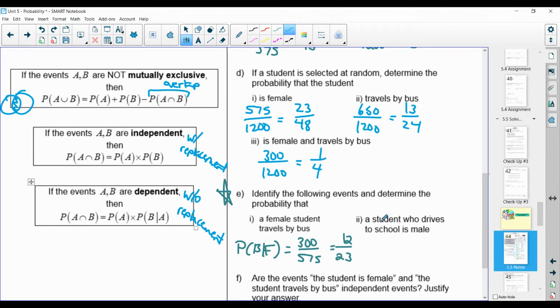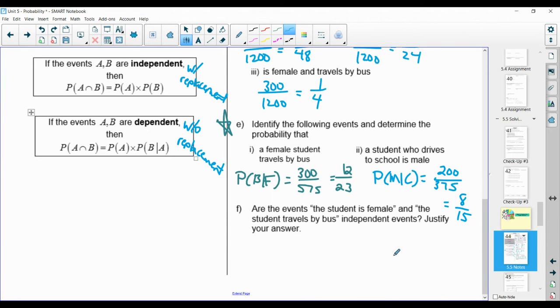Now for the second one, it says, what's the probability that a student who drives to school is male? Well, we know that the student is driving to school. We want to know how many of those driving to school are also male. So we're actually looking at the probability that a student is male given that they drive to school. And so there are 375 students who take their car to school, and there are 200 students out of those that are male. So that reduces to 8 over 15.